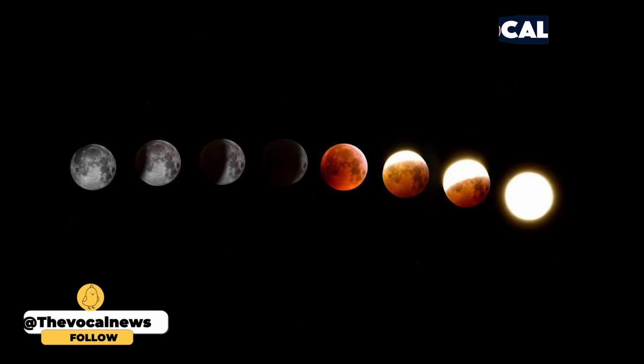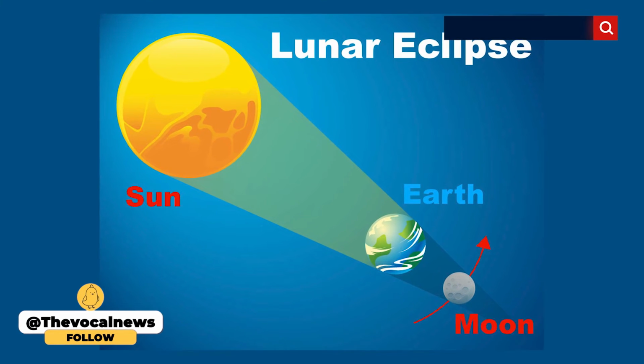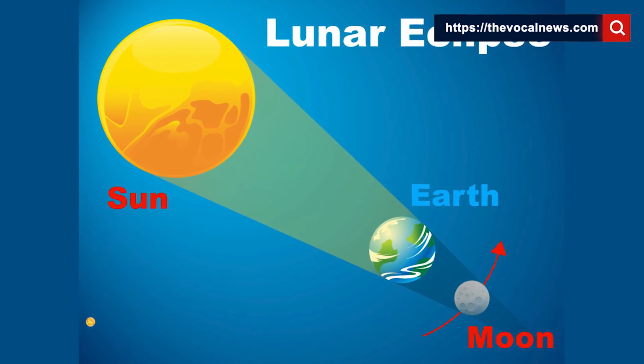A lunar eclipse occurs when the Earth comes between the sun and the moon, blocking the sunlight falling on the moon.